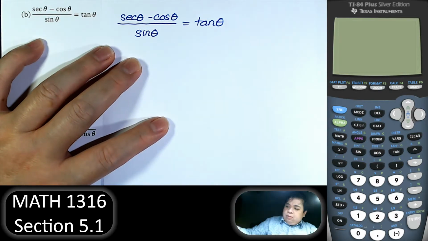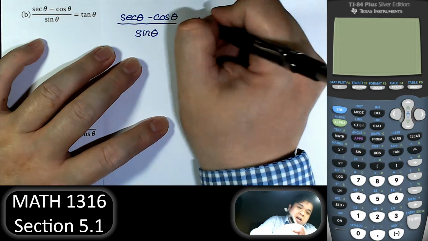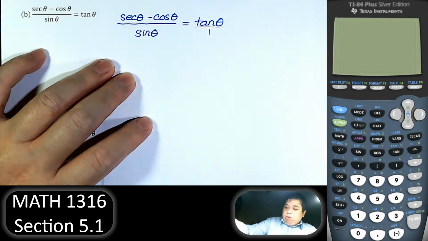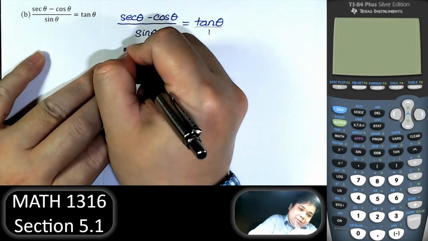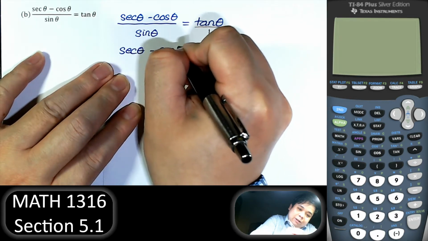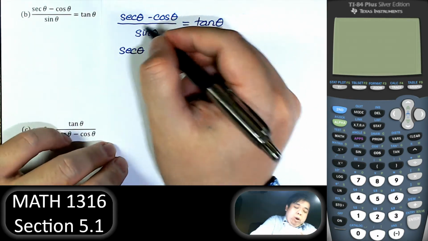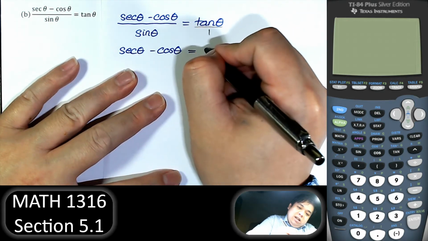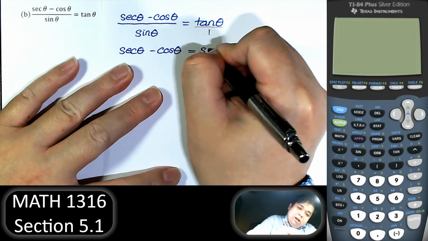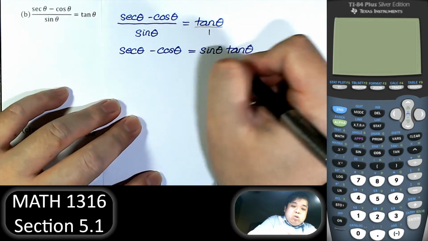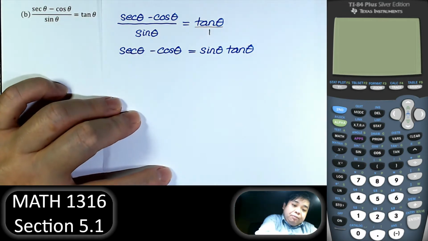Now, let's try to simplify the problem, right? Assume this is right. Cross multiply, because after all, we don't want to deal with fractions. So tangent and sine swap: sine times tangent. So that's what we get when we cross multiply, right?